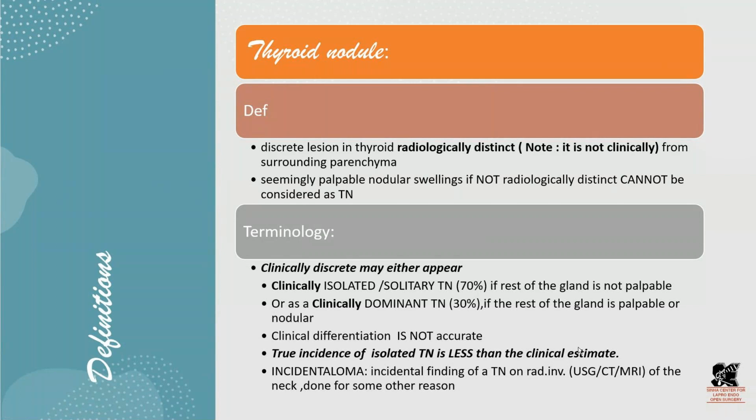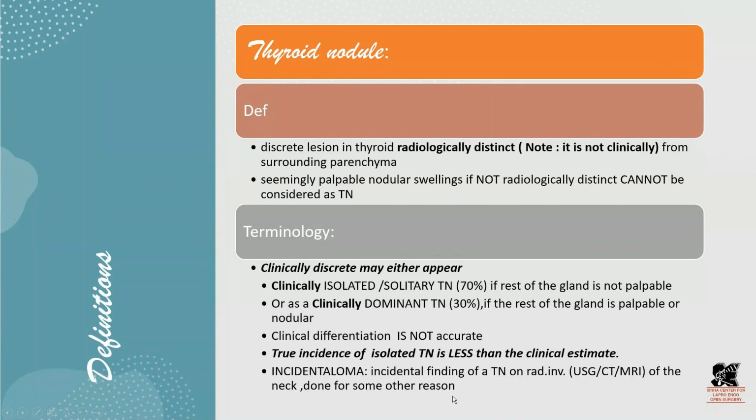Okay. So what we are really saying is that what we are palpating clinically is not correct all the time. Many a time, what we are palpating as clinically isolated may not be truly isolated. A part of it may be a swelling where there are other nodules. That is why the true incidence of isolated thyroid nodule is less than the clinical estimate. In other words, the radiologically distinct thyroid nodule is less than the clinical estimate.